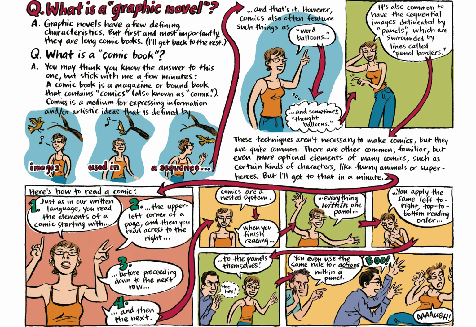Here's how to read a comic. 1. Just as in our written language, you read the elements of a comic starting with the upper left-hand corner of the page, and then you read across to the right, before proceeding down to the next row and then the next. Comics are a nested system. When you finish reading everything within one panel, you apply the same left to right, top to bottom reading order to the panels themselves. You even use some of the same rules for actions within a panel.